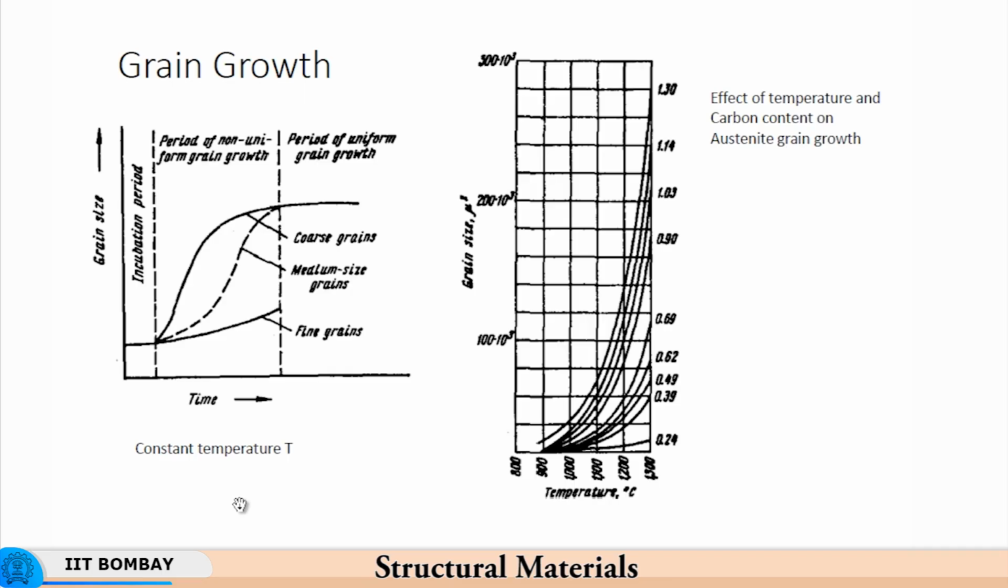So, that is the point. Now this is true for a constant temperature, and so we are seeing how time results in coarsening. So, beyond a certain exposure you have uniform grain growth, and for relatively smaller exposure you have non-uniform grain growth, which is preceded by a so-called incubation period.